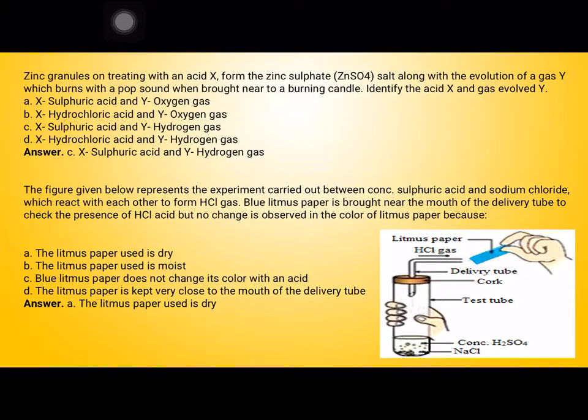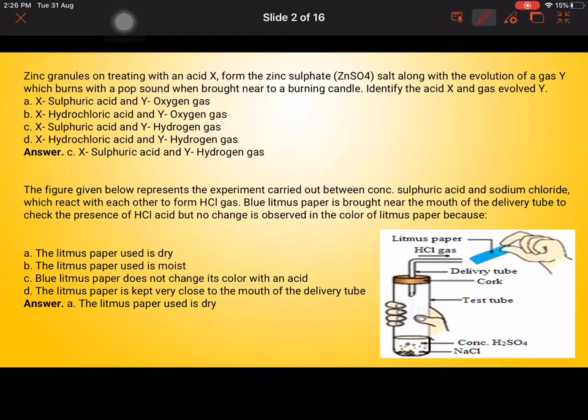The first question is: zinc granules on treatment with an acid X form zinc sulfate salt along with the evolution of gas Y, which burns with a pop sound when brought near a burning candle. Identify the acid X and the gas evolved Y. Since there is a pop sound, Y is confirmed to be hydrogen gas. Because we are forming zinc sulfate, the SO4 will come from sulfuric acid. So the answer will be C, sulfuric acid and hydrogen gas.